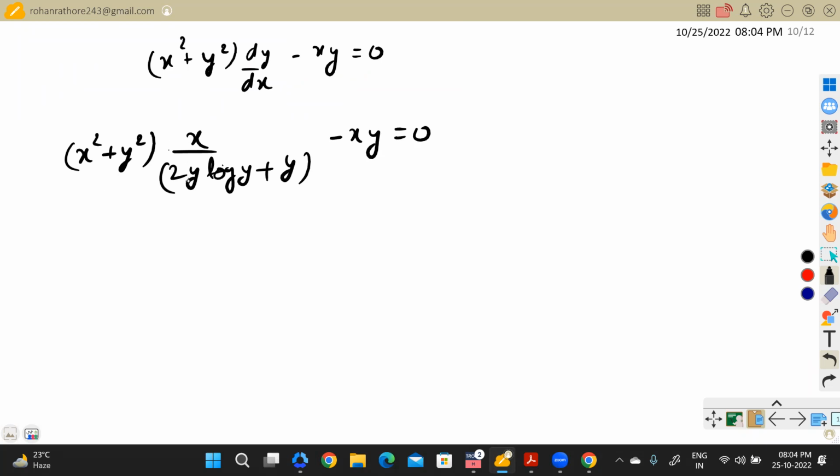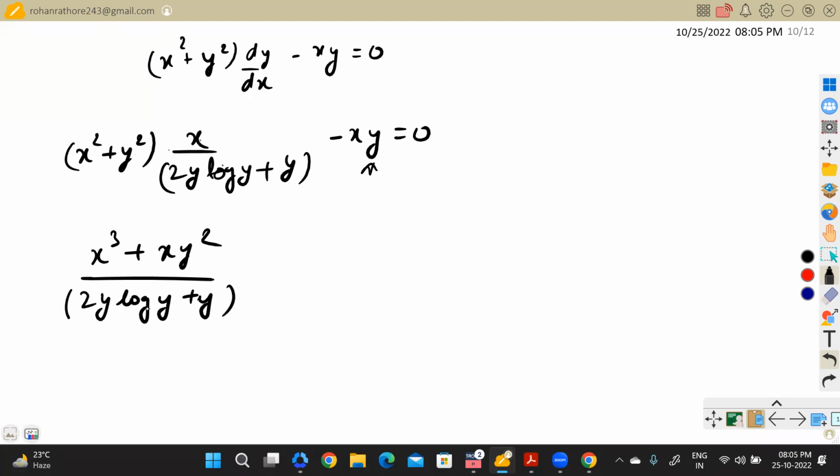So let's solve it further. But just from seeing it, we can tell that the equation will not be equal to 0, because we have a log term here and we don't have a log term in the second term. So no way that's going to be 0. Let's solve it further. We can multiply by x to get x cube plus xy square over 2y log y plus y, and minus xy equals 0.